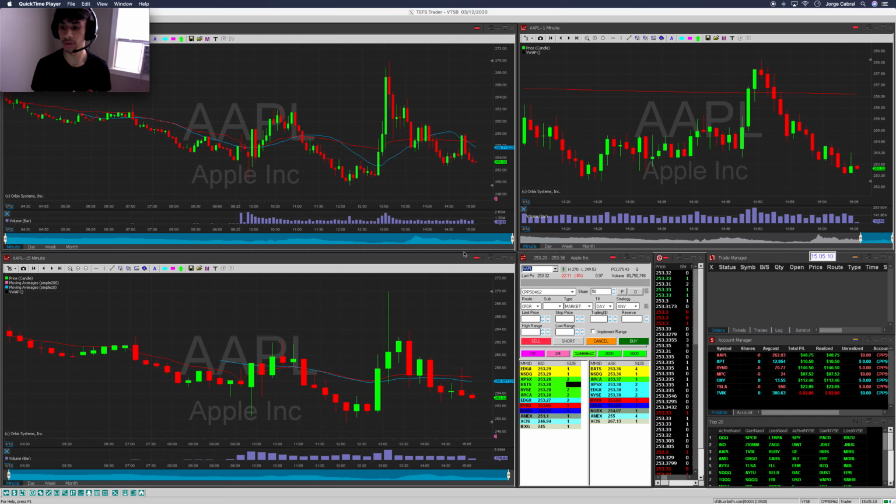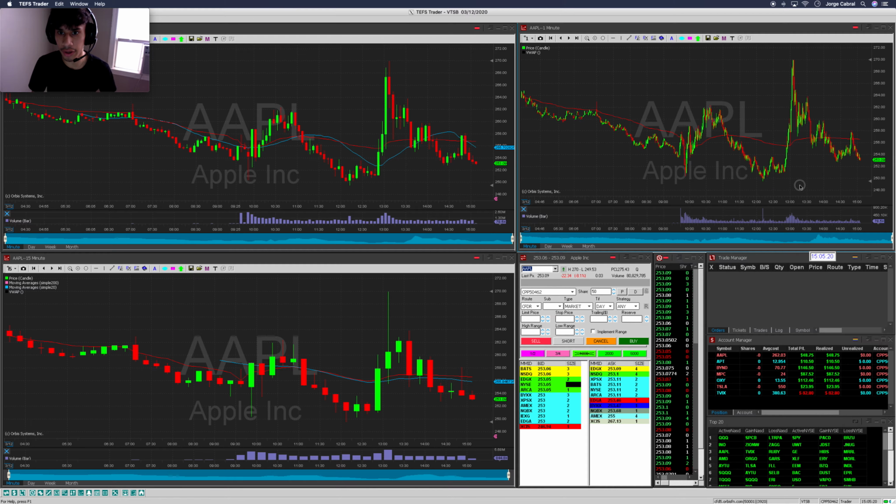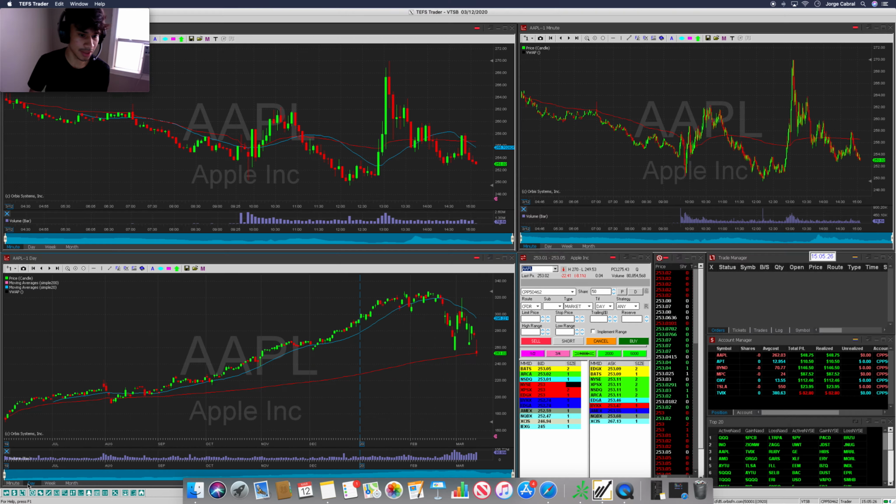Today we'll be going over the 7 stocks that I traded today. So to begin with, we have Apple on our screen, as you can see. And if we take a look on the top right of my screen, we can see Apple's 1 minute chart. And on the bottom left, we can see the daily chart.